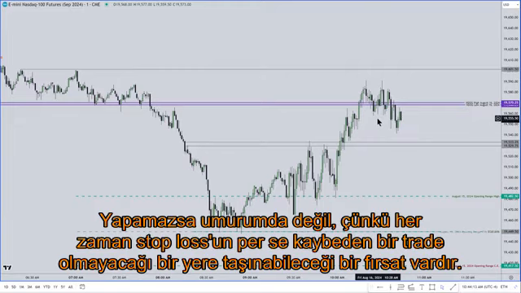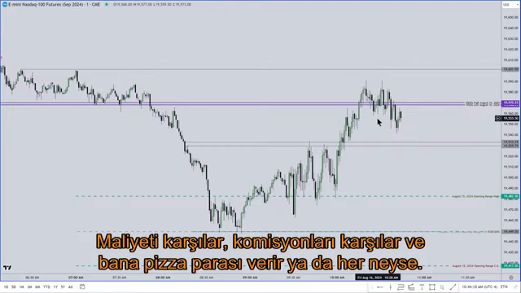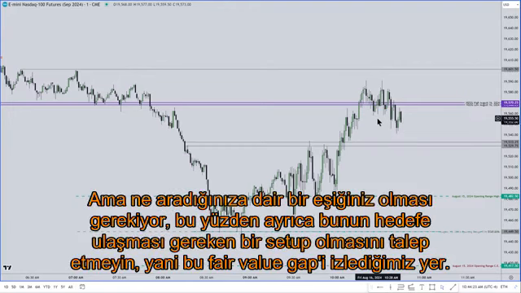Because there's always some kind of an opportunity where the stop loss can be moved to where it's not a losing trade per se. It covers costs, covers commissions, and gives me pizza money or whatever. But you need to have a threshold of what you're looking for.